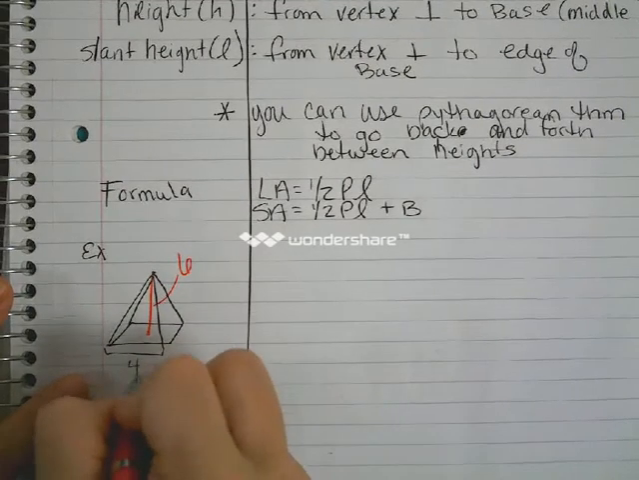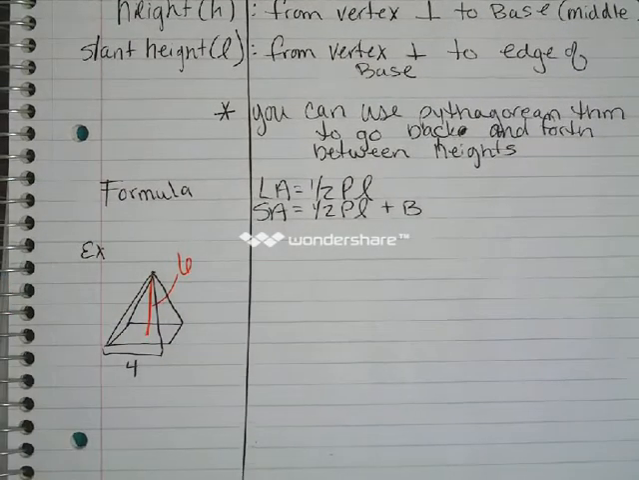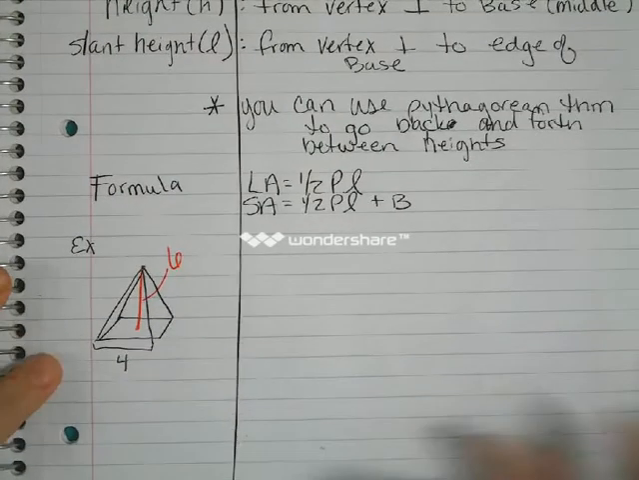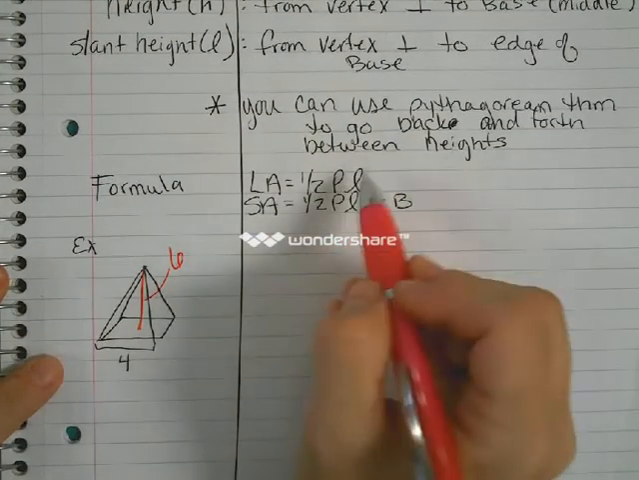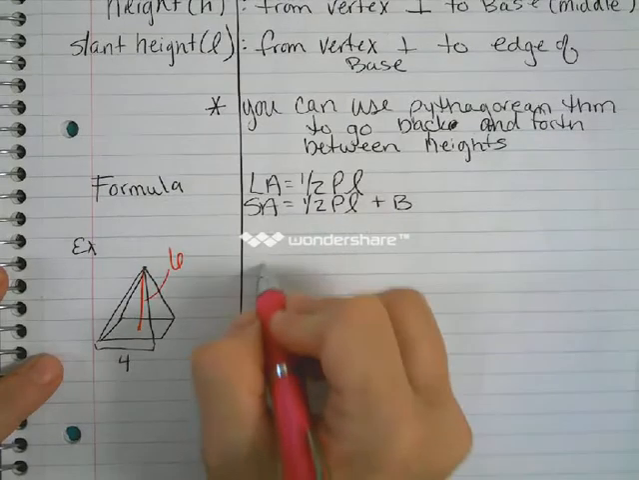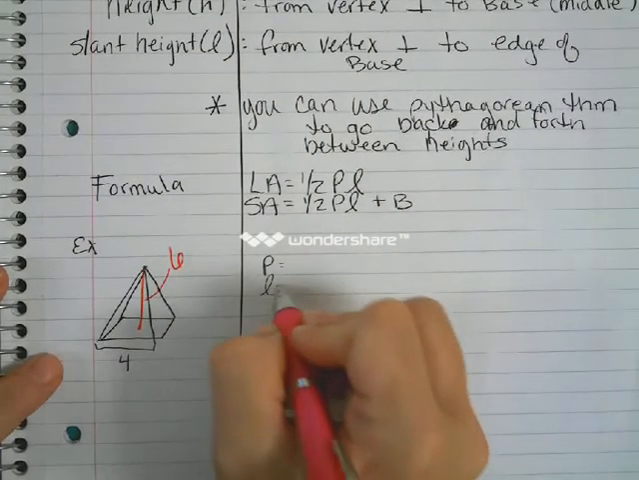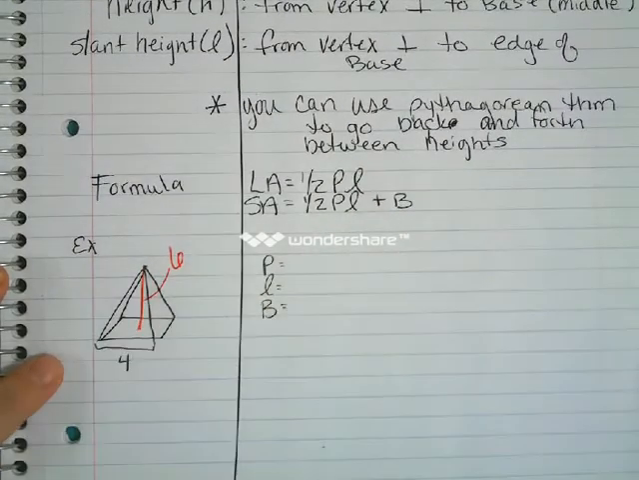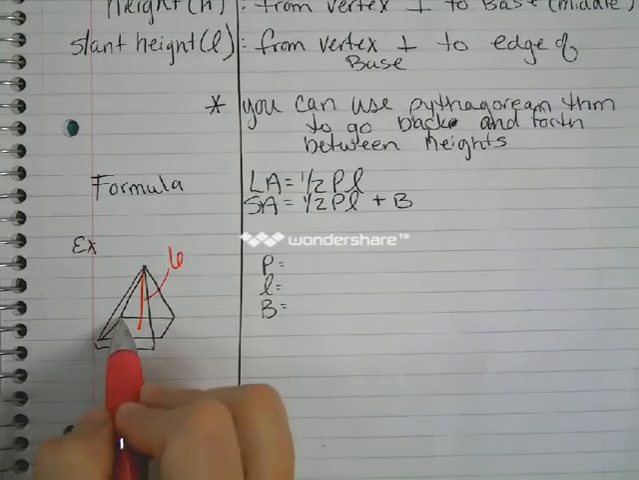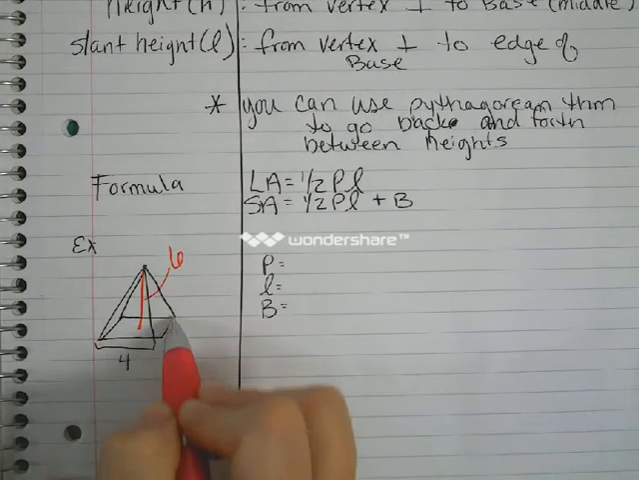P stands for perimeter of the base. So 4, 4, 4, 4 equals 16. L stands for slant height. Again, remember, we're going to use this right triangle right here.